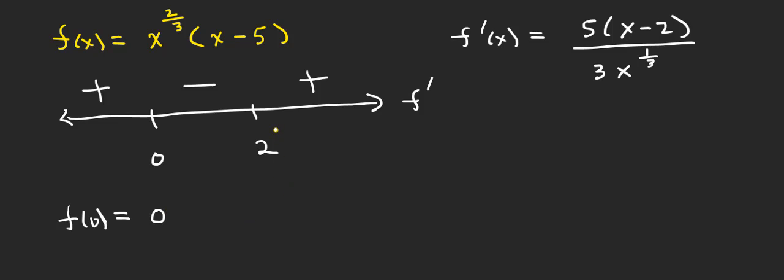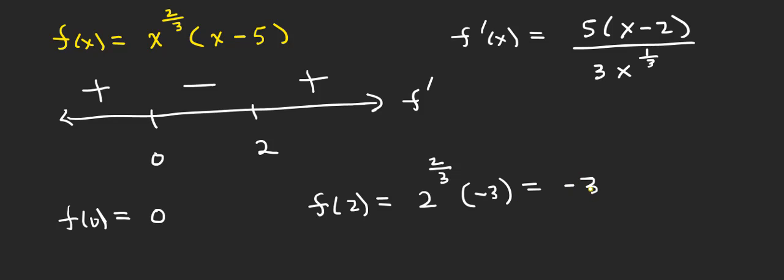Now what about local minimum? Local minimum occurs when x equals 2 because f prime changes sign from negative to positive. What is the local minimum value? It will be f of 2, which is 2 to the 2 over 3 power times negative 3, which is the same thing as negative 3 cube root of 2 squared, which is 4. So that is the local minimum value.